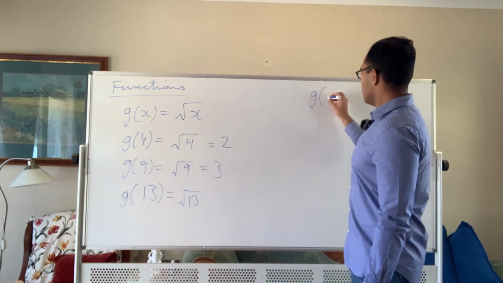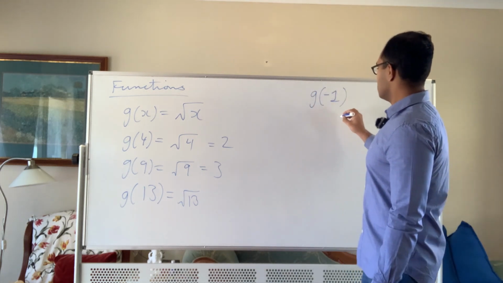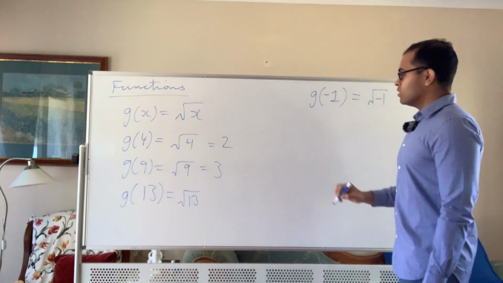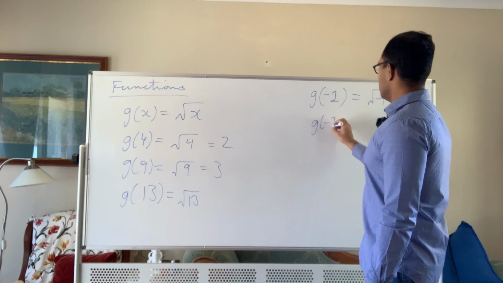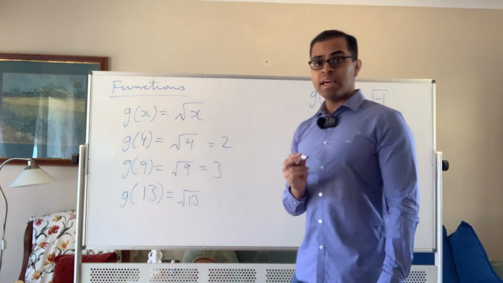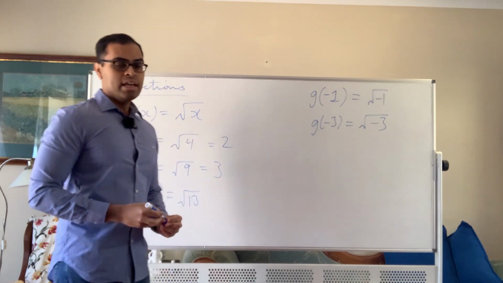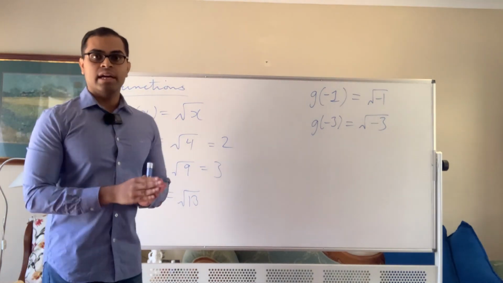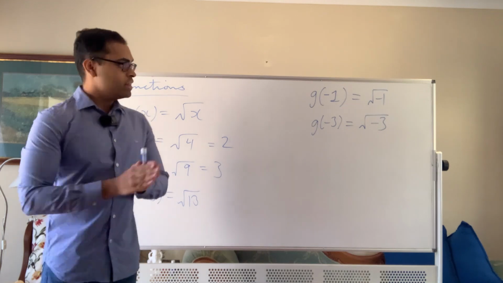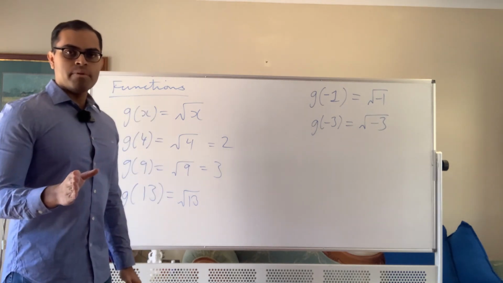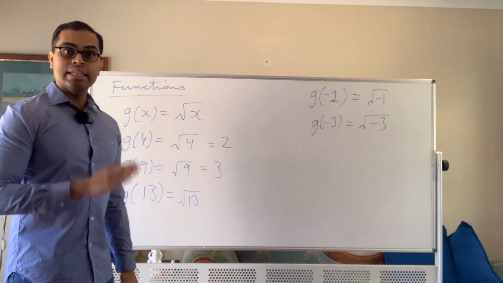What happens if you take g of a negative number? g of negative 1 is the square root of minus 1. g of negative 3 is the square root of minus 3. Do these make sense? And the answer is no, because there is no number that squares to be negative 1, and there is no number that squares to be negative 3. The square of a number is always going to be at least 0.